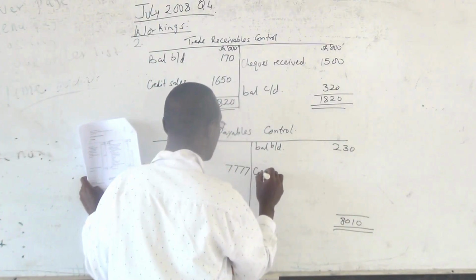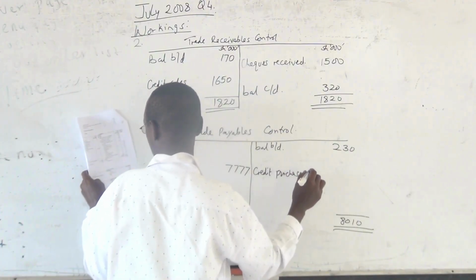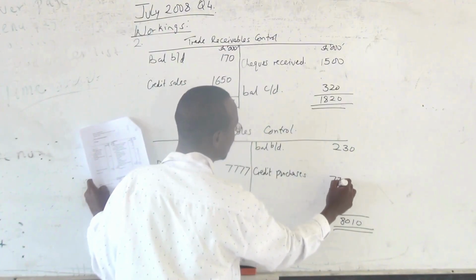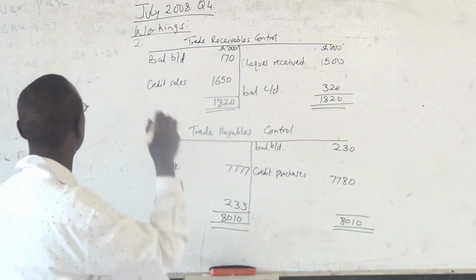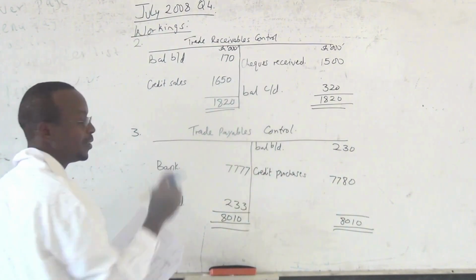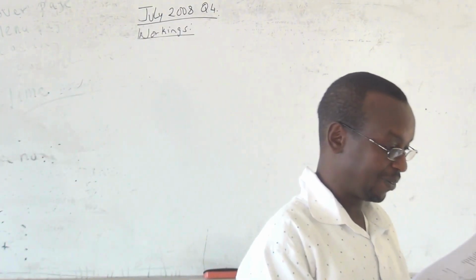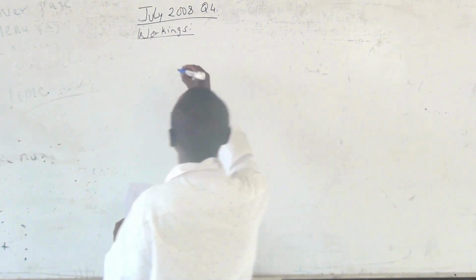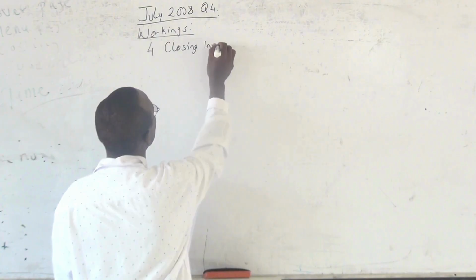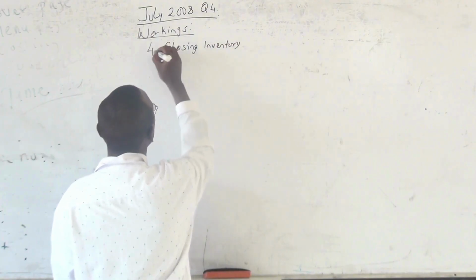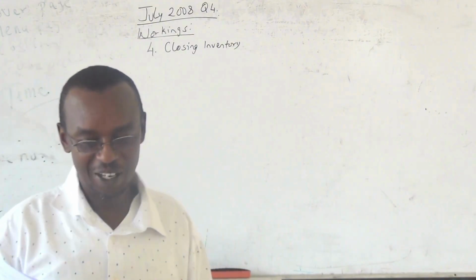So this one will be the credit purchases, which is the balancing figure, 77, 80. That is working number 2 and working number 3. Now, we have been able to identify purchases. Something that we don't have when we need it is closing inventory. Closing inventory. How do you get it?